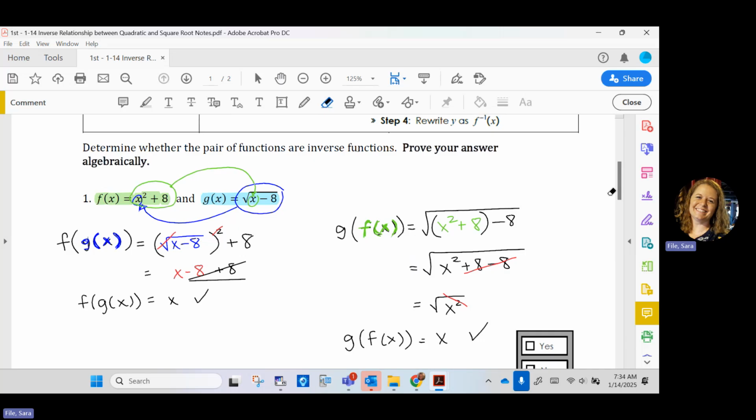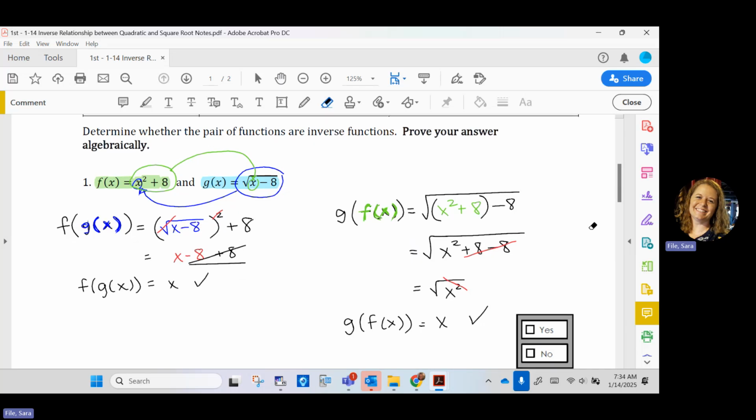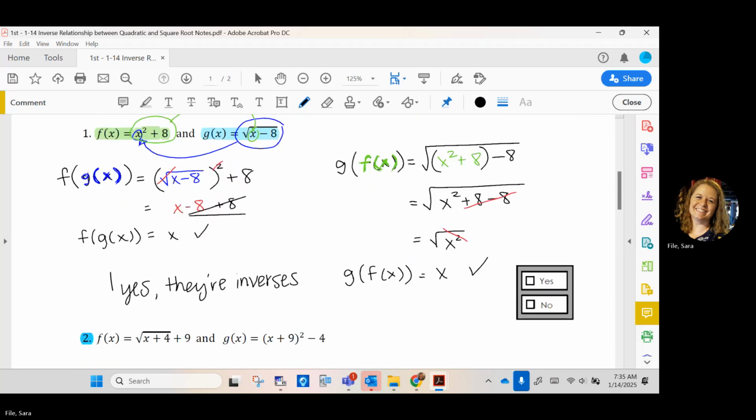It just says determine and prove algebraically. So I'm just going to say yes, they're inverses. My proof is the work that we just did. It checks out both ways, both compositions. Oh, they had a checkbox over here for yes. Let's check it. Yeah.